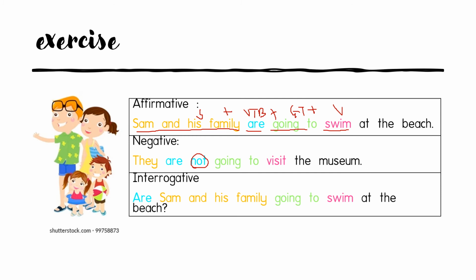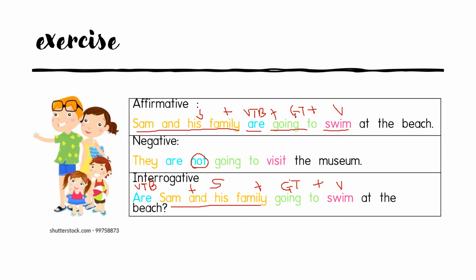Right. Then for the interrogative here, the verb to be is at the front. Verb to be at the front. Okay, are Sam and his family, here is the subject. Are Sam and his family going to swim? Swim is the verb, this is the going to. Verb to be plus subject plus going to plus verb. Are Sam and his family going to swim at the beach? So this is the structure. It's simple. If you can remember the structures, insyaAllah, you can do the exercise given on this going to form.